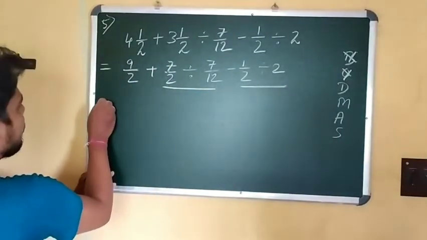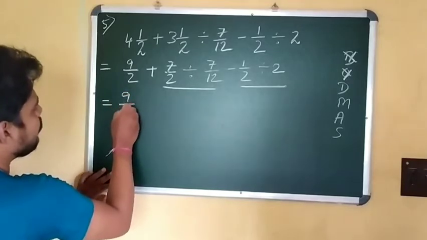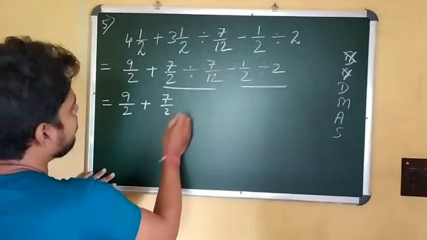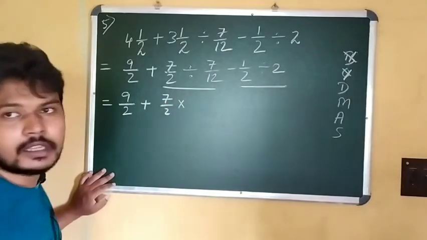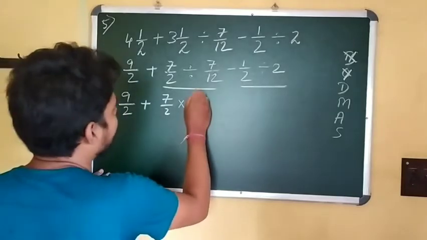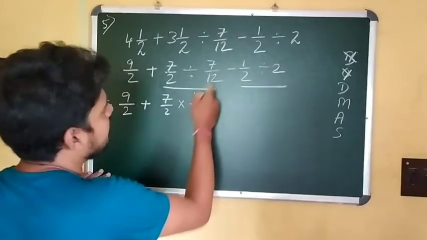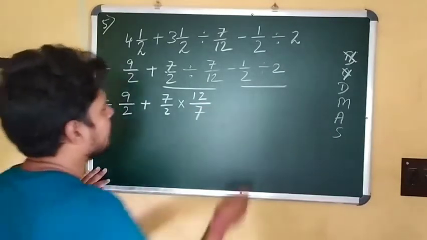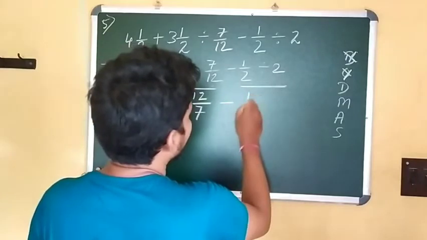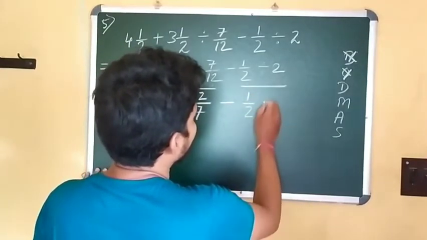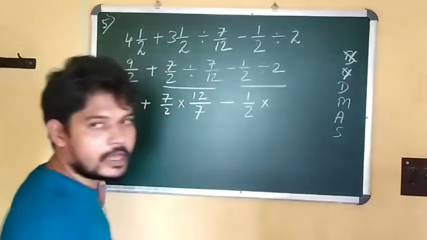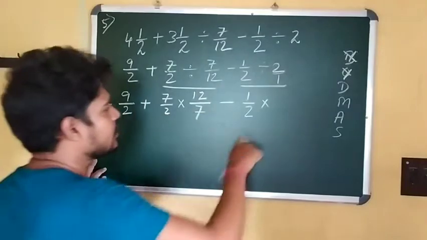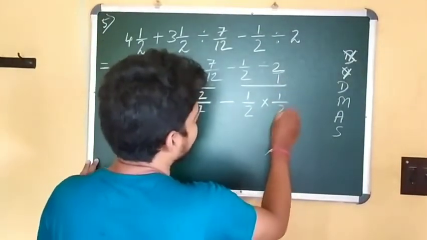Okay, then you write down here 9 by 2 as it is written plus 7 by 2, then you replace the division sign by multiplication and just take the reciprocal of this. 12 is written at the numerator and 7 as the denominator. Now give the minus sign, then here also you have to do the same. 1 by 2, you replace the division sign by multiplication sign, and here it is written 2, so you can take 2 by 1, so you just take the reciprocal, 1 by 2.